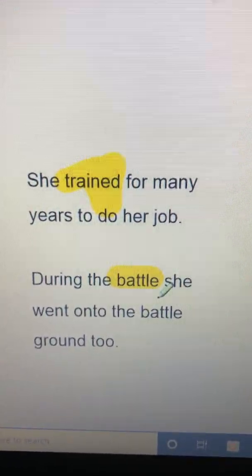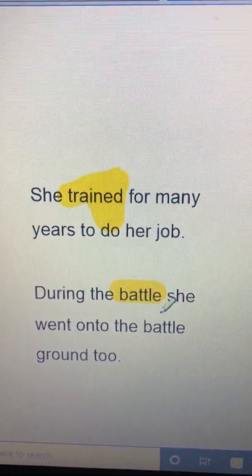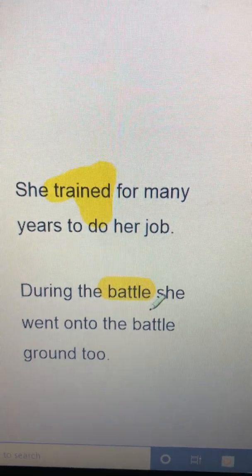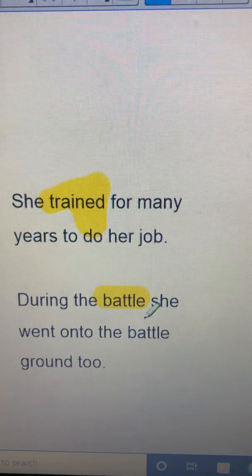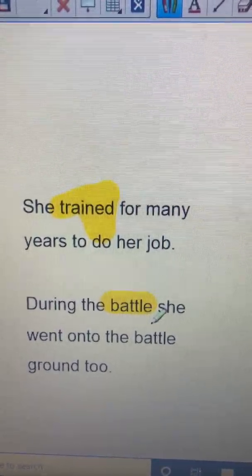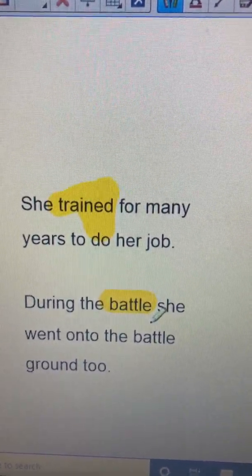So we can tell from the picture that she's outside, but if we use the writing to help us, we can probably guess that she's on a battlefield. Because it says during the battle she went onto the battleground too, and that's the sentence that goes with this picture. Now, what does the word battle mean? Have a chat with your grown-up for 1 minute just to think what the word battle means. So the word battle means fighting. So during the fight, she went onto the fighting ground, which means that we can probably guess that these two people who are with her on the page were probably fighting.